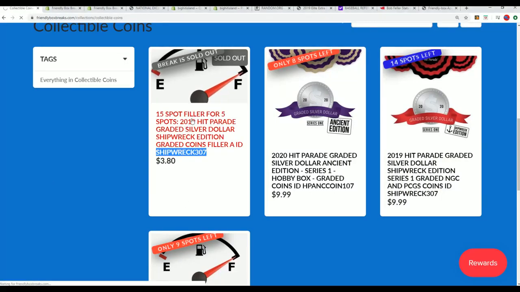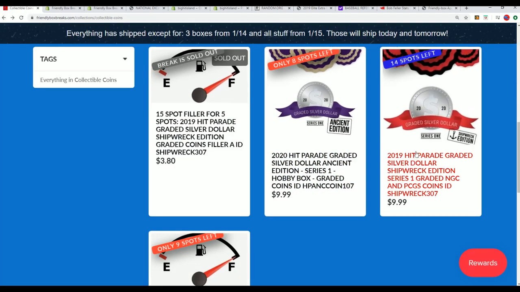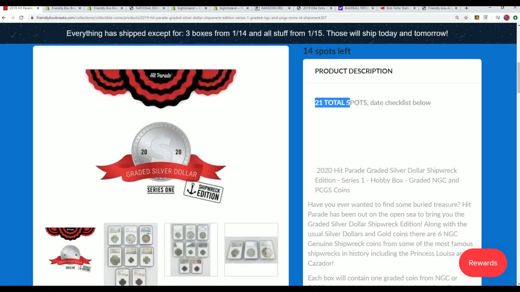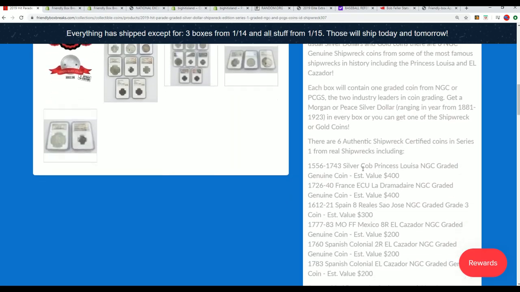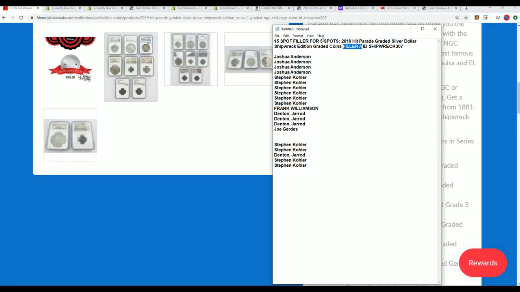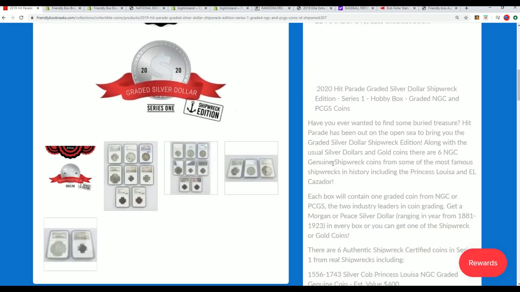307. And you can get spots into 307 right here. There's 14 left in the break in Shipwreck edition, 21 total spots. So way to go, Stephen K. You guys in Shipwreck. We're down to 14 left. We just saw five owners get spots into this one.